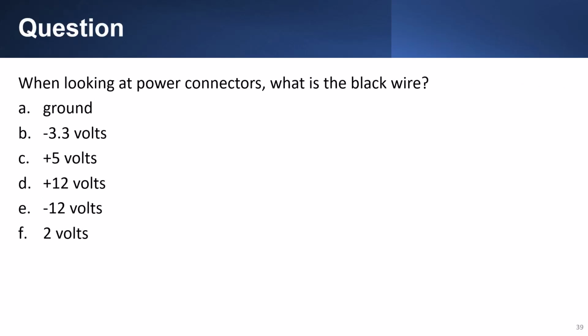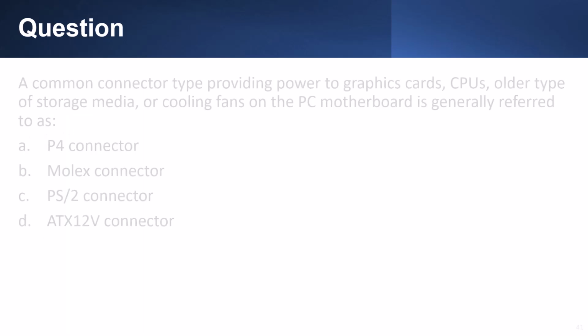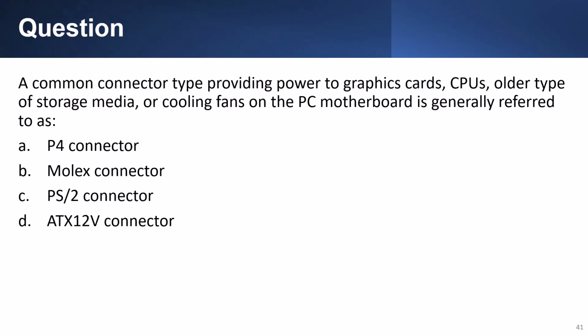Question: When looking at power connectors, what is the black wire? Answer: Ground. Question: A common connector type providing power to graphics cards, CPUs, older types of storage media, or cooling fans on the motherboard is generally referred to as what? Answer: Molex connector.